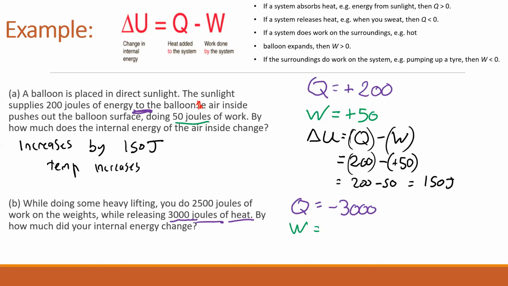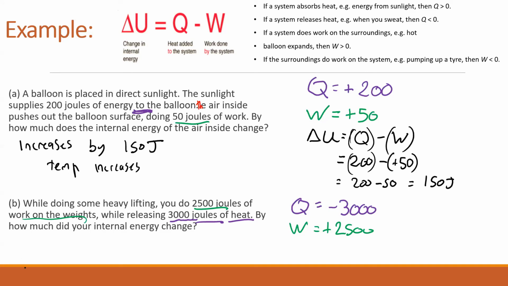Thomas was 2,500. Thomas, I'm going to question you if you give me the answer. Is it positive or negative? Positive 2,500 or negative 2,500? Beautiful, thank you. So we do 2,500 of work on the weights. That's positive 2,500, because we're pushing the weight up. We're releasing energy because we're pushing against the world.